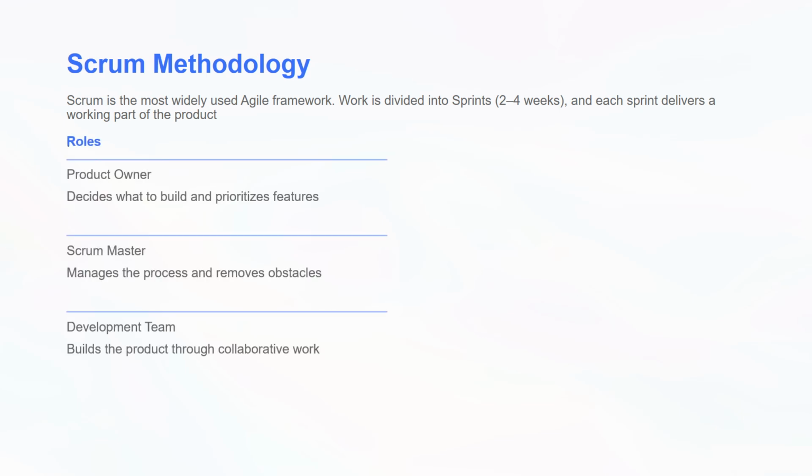Now, let's move on to Scrum, which is the most widely used Agile framework. Scrum organizes work into small time periods called sprints, usually lasting about 2 to 4 weeks. At the end of each sprint, a working part of the product is delivered. Now, Scrum defines three important roles.